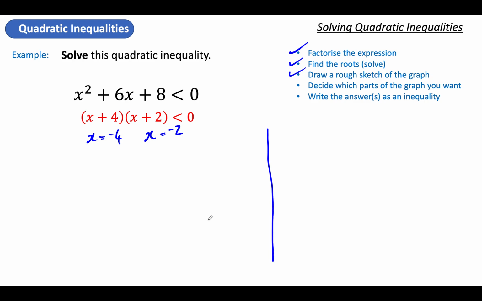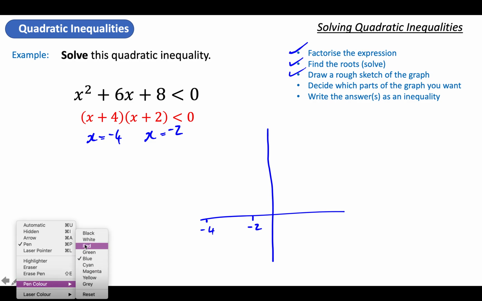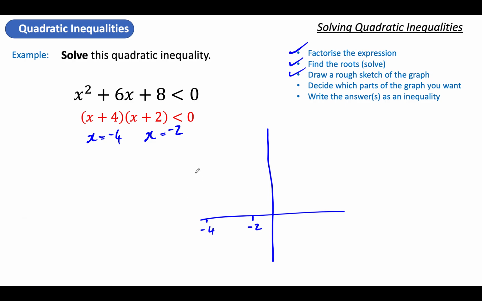And then next bit, draw a rough sketch of the graph. So there's my y-axis. There's my x-axis. Now, both of these numbers are this side of it. So -4, -2. And then draw a rough graph just coming down through that. So a smiley graph coming down through those two points. A little bowl in the bottom going up. See, how inaccurate is my graph? But it doesn't matter. It will still work.